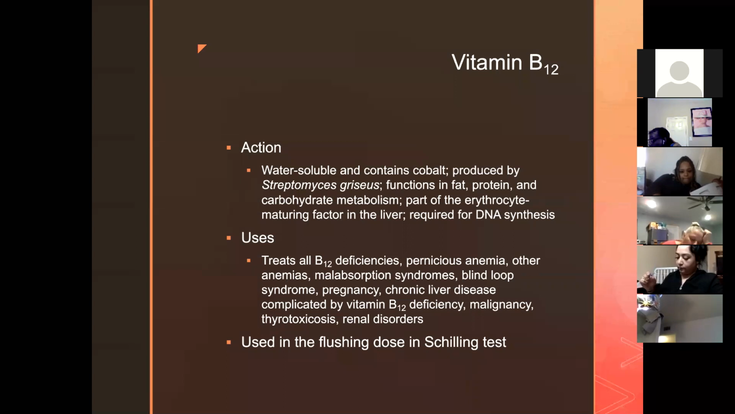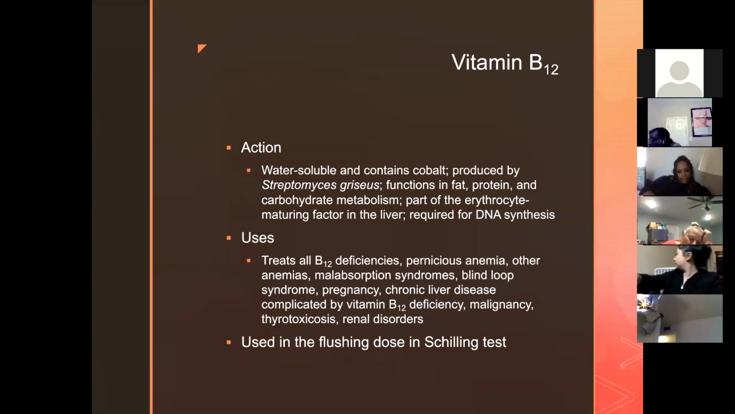Okay. This will treat all those B12 deficiencies, any of that pernicious anemia. So your patients that have had any type of gastric surgeries, they tend to be deficient in the vitamin B12. So they will always be taking vitamin B12.